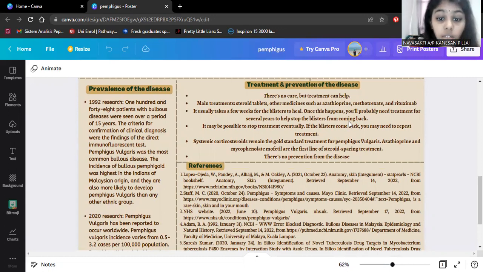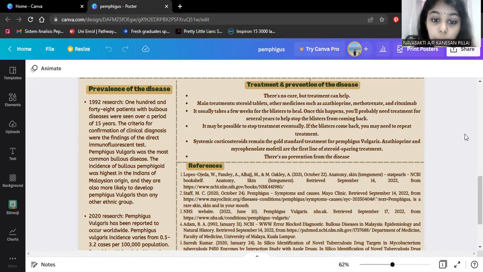Pemphigus vulgaris incidence varies from 0.5 to 3.2 cases per 100,000 population. Pemphigus vulgaris incidence is increased in patients of Ashkenazi Jewish descent and those with Mediterranean origin.